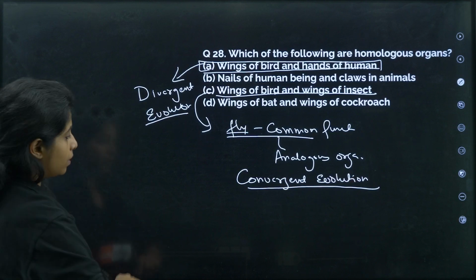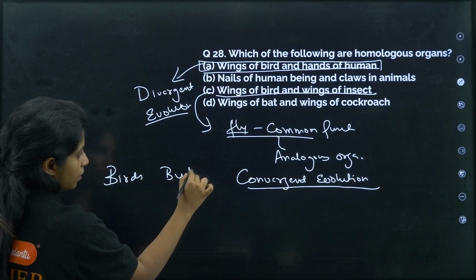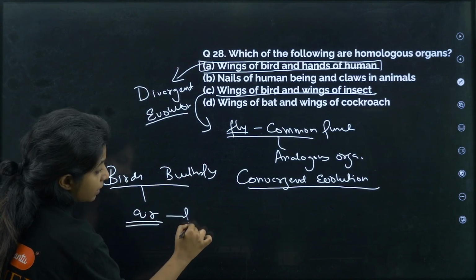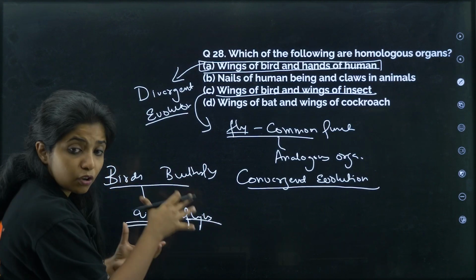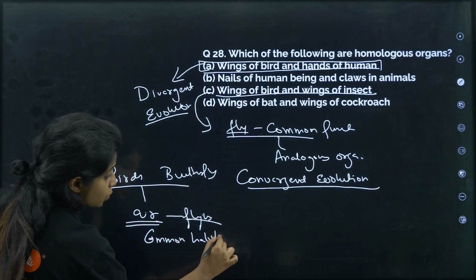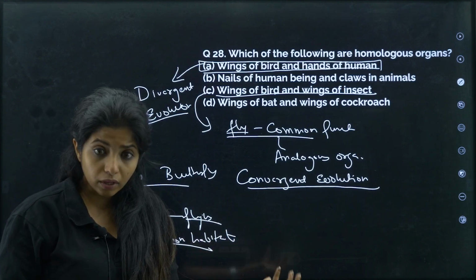So why does this happen? So bird and butterfly, the wing is basically responsible for flying in the air. So this is a common habitat they are having. There is a common habitat, which is why they have certain things to live in there, right?